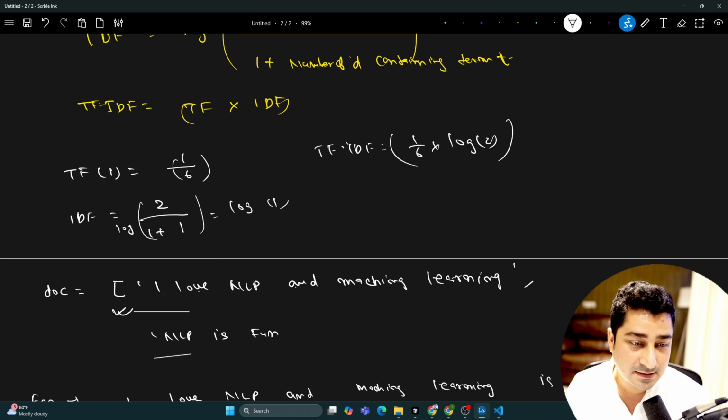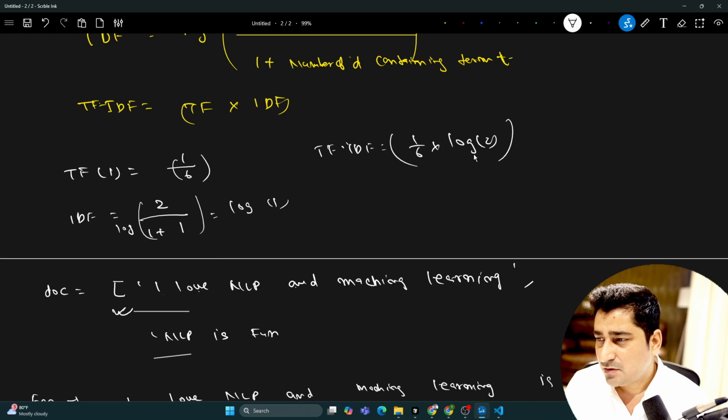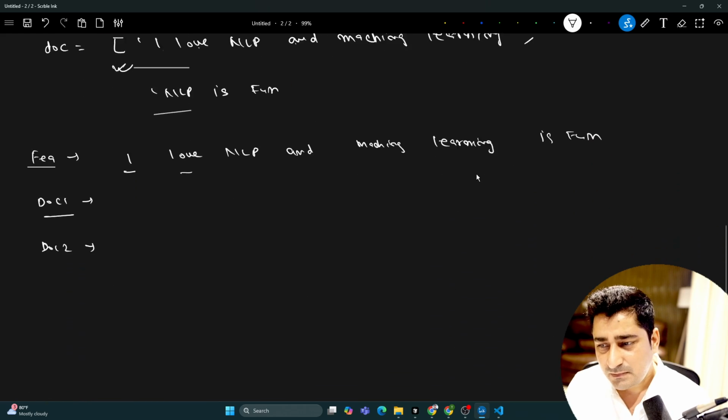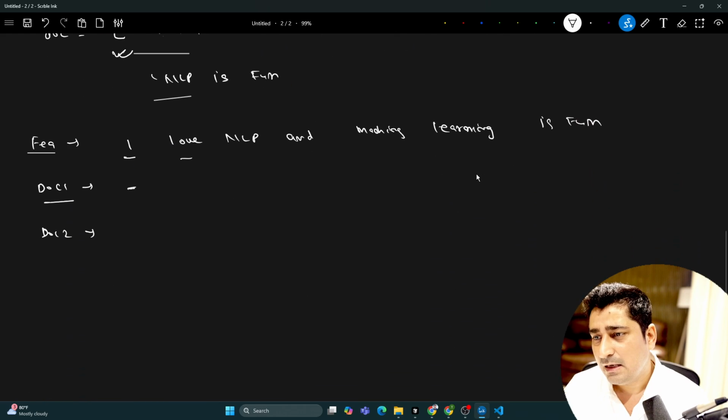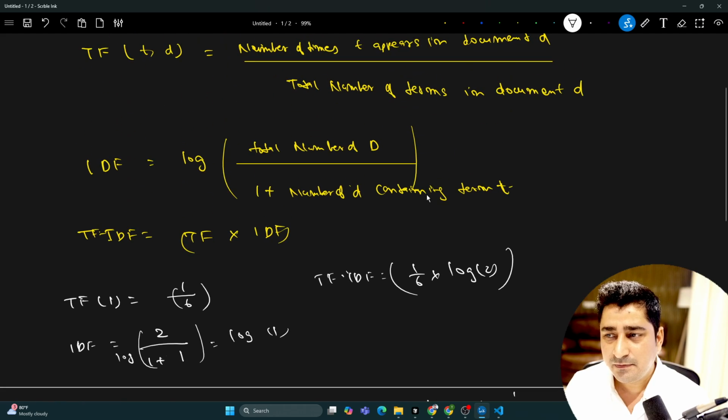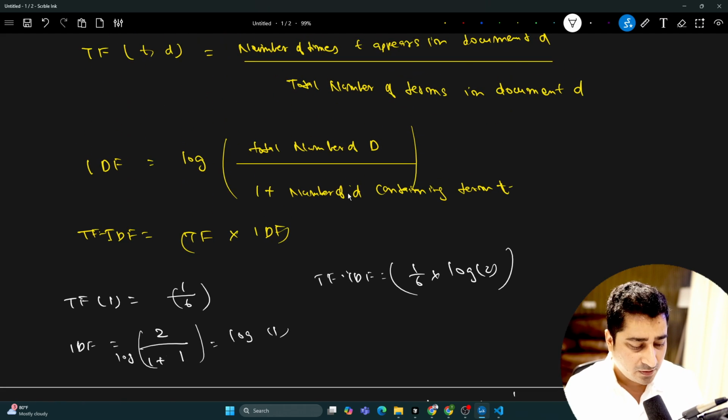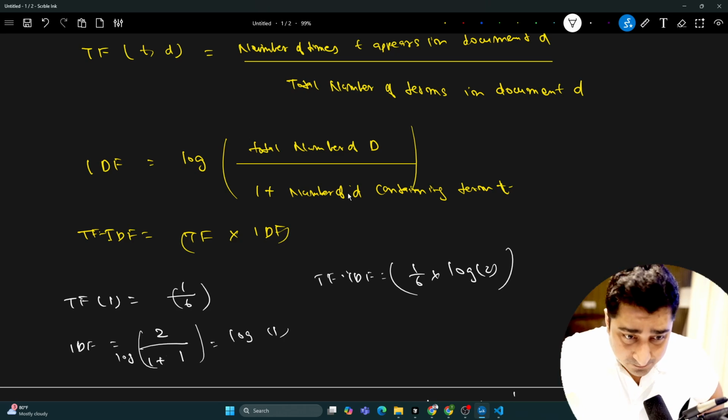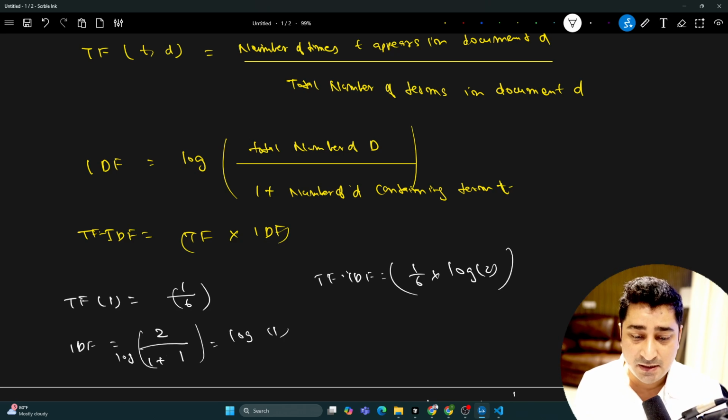As simple as that. Just do the math, 1 by 6 into the logarithm of 2 base 10, and you will find the final value, which you have to write down here. Similarly, find it for love, for NLP, for and, and for the other words. Very simple, and no need to remember the formula. We can even do it programmatically, which we are going to do in my next lecture.